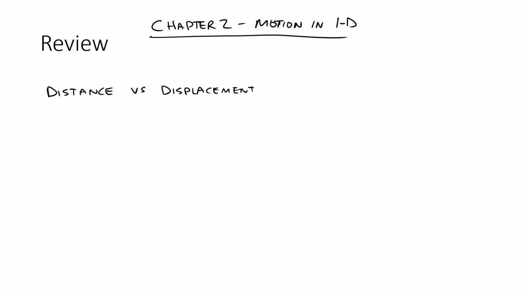So what was the difference between the two? Distance is how far you've traveled in total. The displacement is only taking into account your start and stop position. So that was us looking at positions, right? Displacement.